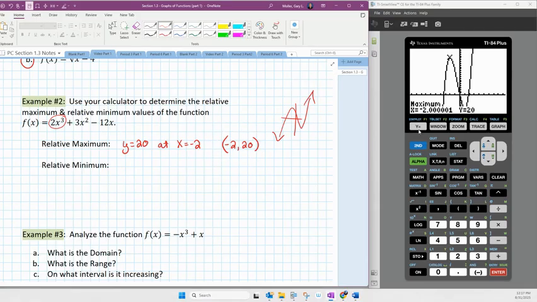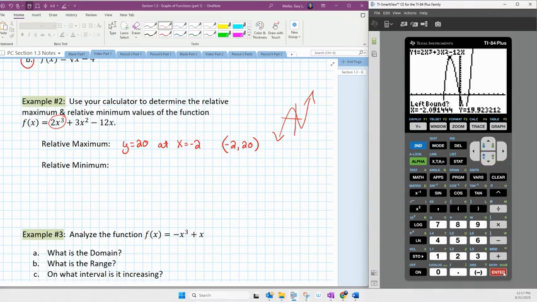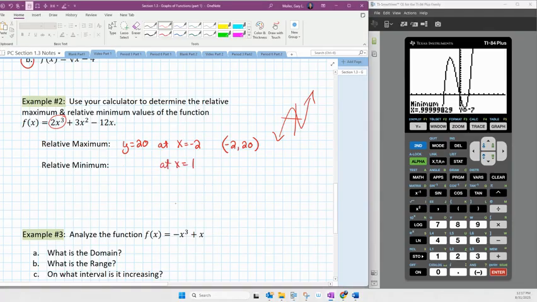So the minimum: second function, calculate, down to 3. You can either hit 3 or scroll to it. And now, same as before, go to the left. Okay, we're on the left side of a minimum. I'm going to hit enter. Scroll far enough to get over. Notice I'm putting no effort into worrying about it. Scroll back into the middle and do our guess. 0.9999. Hey, guess what? That's 1. So at x equals 1, the minimum value looks to be negative 7. Or you could just tell me it's at 1, negative 7.